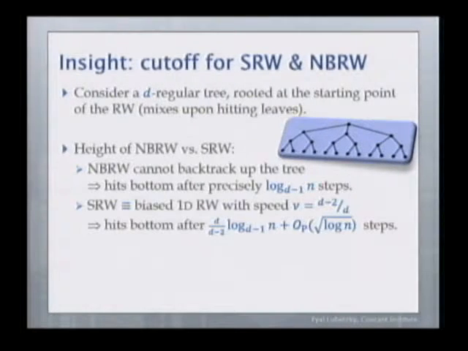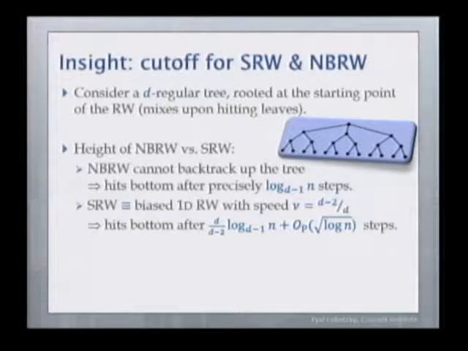Okay, so how long does it take to reach the leaves? In the simple random walk case, the height does a biased one-dimensional random walk, because you have d minus 1 guys pointing down and 1 guy pointing up. The non-backtracking random walk just goes down, zoom. It goes straight down. It is deterministic. So the non-backtracking random walk hits the bottom at time log base d minus 1 of n, exactly. We're not thinking about rounding issues.